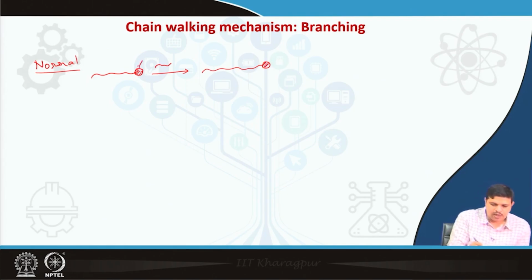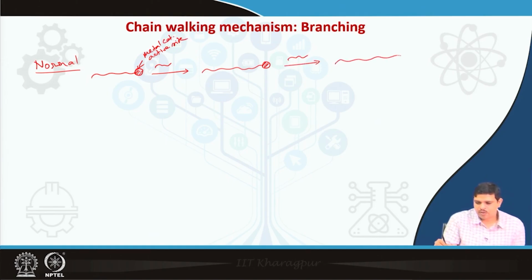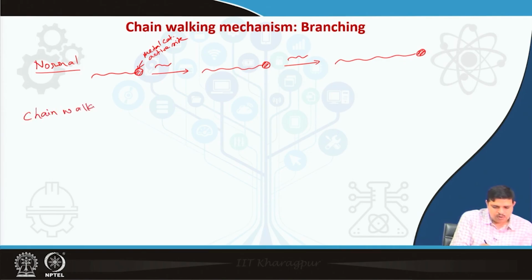So this is my active site, the metal active catalyst site. And now if I put another monomer, what will happen? It will get longer and longer. Now in the case of chain walking, what is possible? Very interesting. So this is my polymer with the active catalytic site.